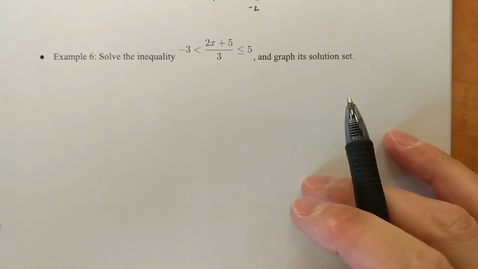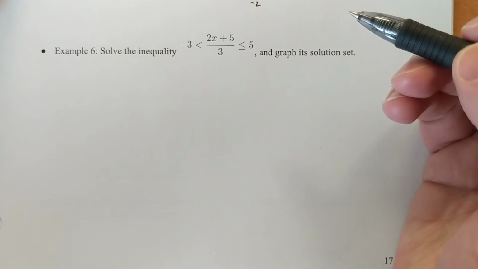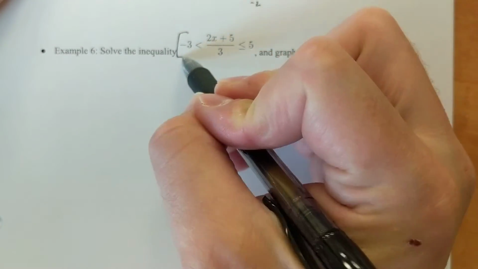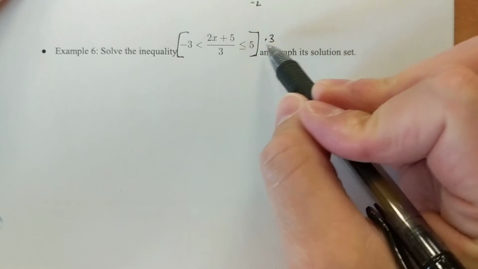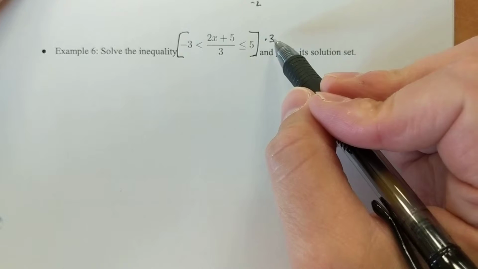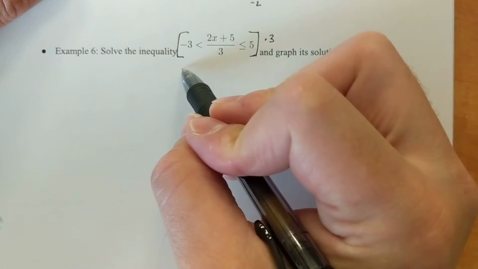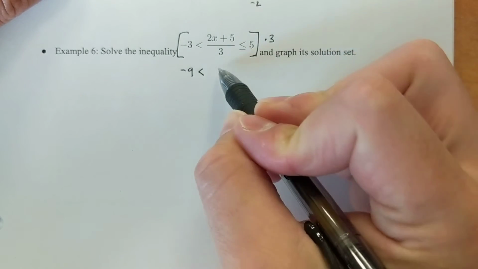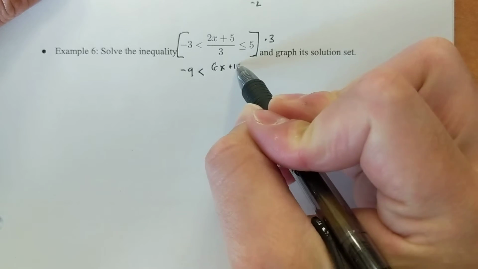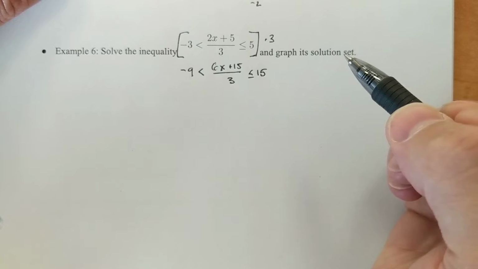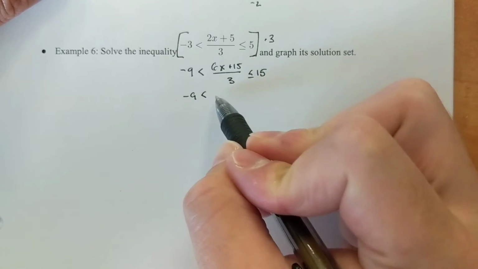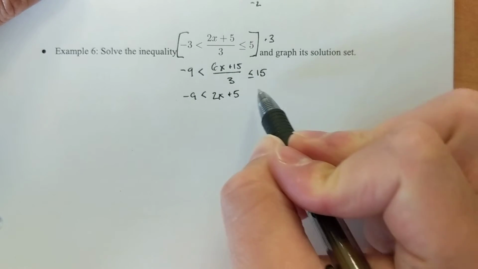All right, example 6. Now this is referred to as a compound inequality, but for the most part, they solve the same way. So the first thing I'm going to do is get rid of my fraction. So since there is only one denominator, the common denominator is that denominator. So everybody gets multiplied by 3. So that's negative 9 less than 6x plus 15 all over 3 less than or equal to 15. So reduce in the middle, so that's going to be 2x plus 5.